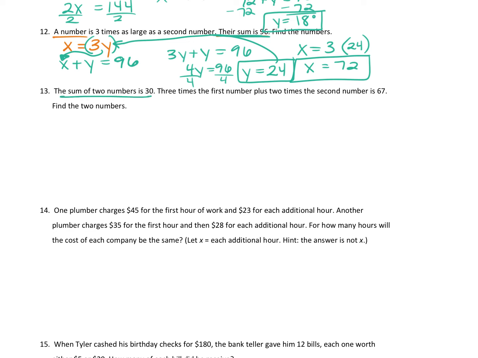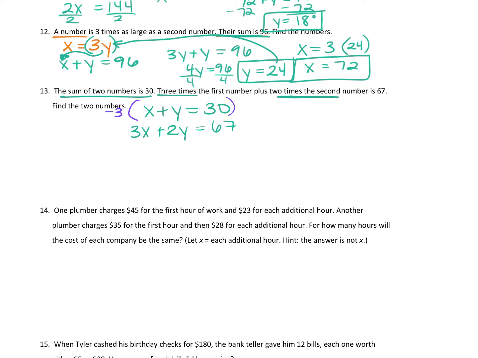Good. So the sum of two numbers is 30. So X plus Y is 30. And then 3 times the first number. So 3 times X plus 2 times the second number, 2 times Y, equals 67. So I think a lot of times people see that and they go, oh, let's just subtract X or let's just subtract Y and substitute. I still like to do elimination better. So I'm going to do elimination. What would you multiply that top equation by?